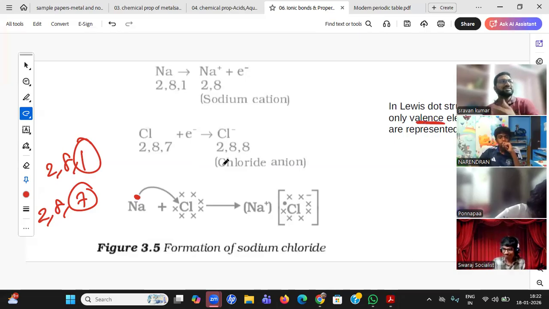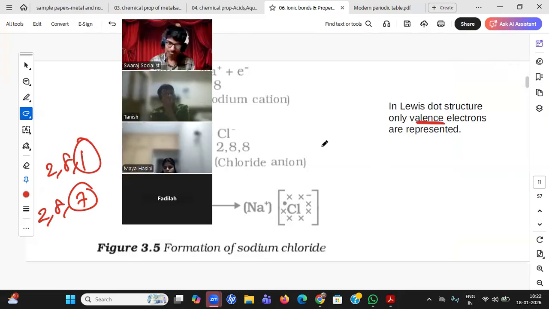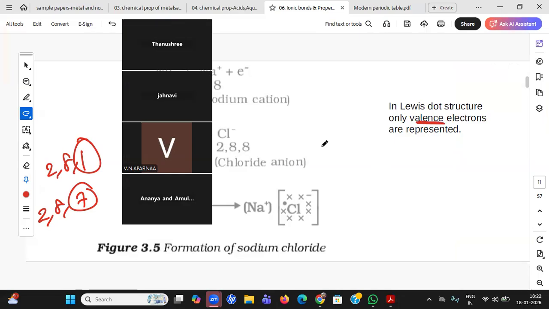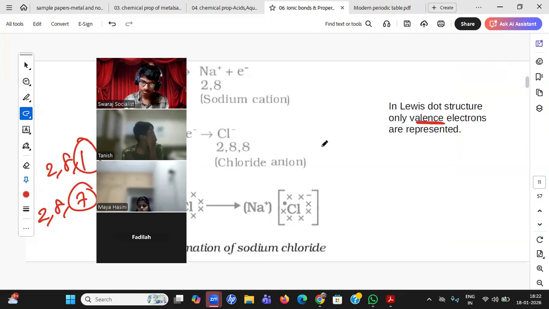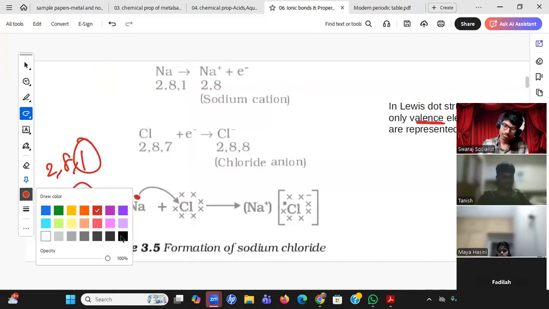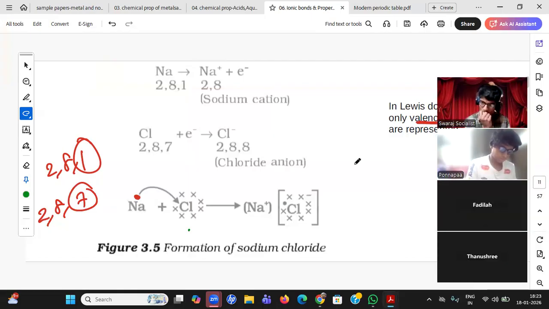Valency. Can you tell me what the definition of valency is, students? The outermost electron in the last shell is the valence electron. Are you asking valency or valence? I'm asking valency. Yes, very good, Harsh. Tanish, what is valency? That's like the capability to form bonds. Sir, it is the number of extra electrons. Number of extra electrons.